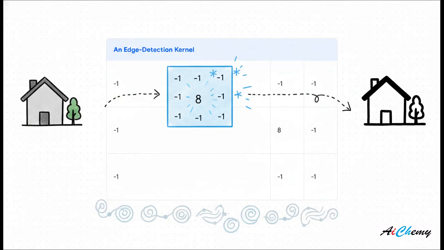And this is what one of those kernels actually looks like. It's literally just a little box of numbers. As this box passes over the pixels of an image, it does a little bit of math. And for a kernel like this one, an edge detection kernel, the result is that it makes the edges pop out. So you end up with a new image that's basically just a sketch of the original.